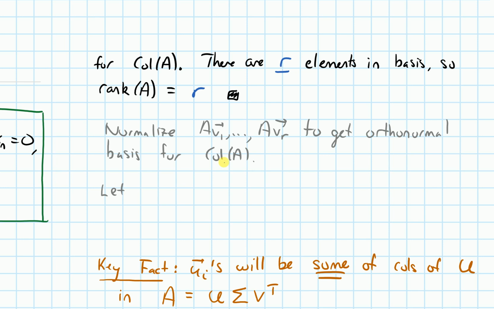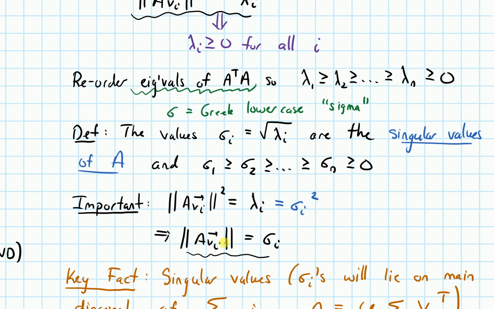What I'm going to do next is normalize them to get an orthonormal basis. So I'm going to call the new set of basis vectors the Ui's. I'm going to let Ui be AVi, but I have to normalize it. So I multiply it by 1 over its length, so 1 over the length of AVi. So what does this equal? This equals 1 over something, and then times AVi. But we know what that is. We had seen that earlier in the video: the length of AVi is equal to sigma i. So let's go ahead and plug that in.